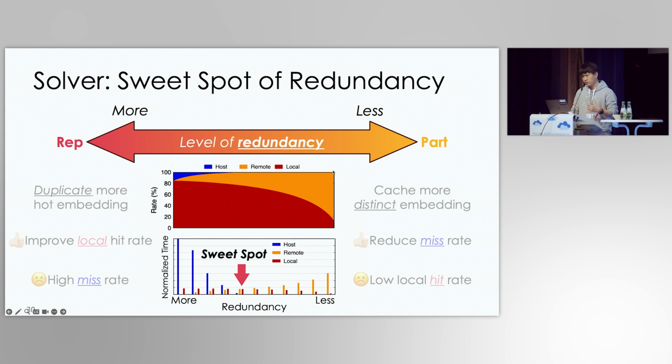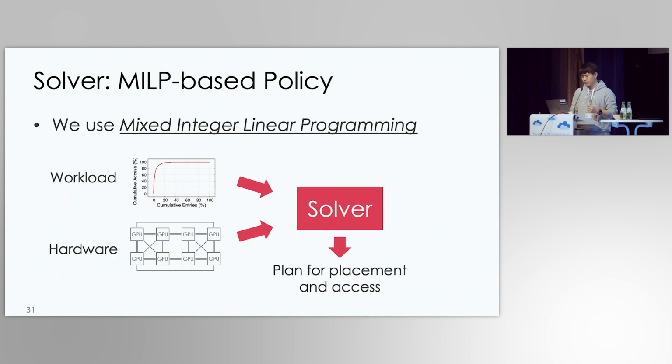To achieve optimal cache performance, there should be a sweet spot between these two extremes. The sweet spot should be determined by both the distribution of access frequency and the bandwidth and topology of the hardware platform. In UGACHE, we built a performance model and convert it into a mixed integer linear programming problem, or MILP. The solver takes the workload distribution and hardware information as input and outputs the plan for both placement and access.